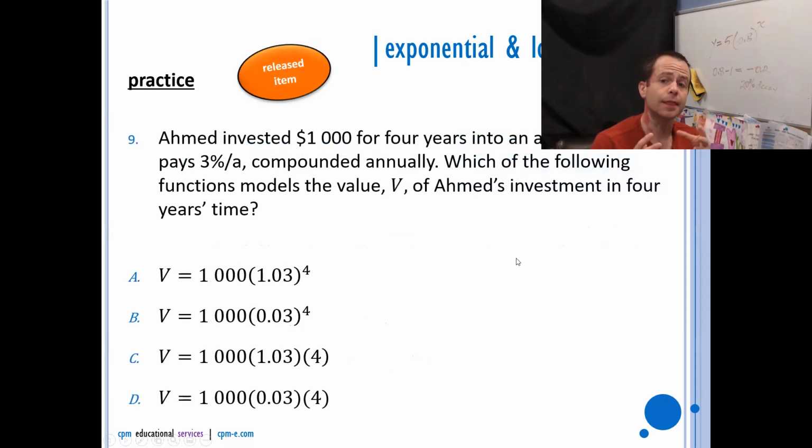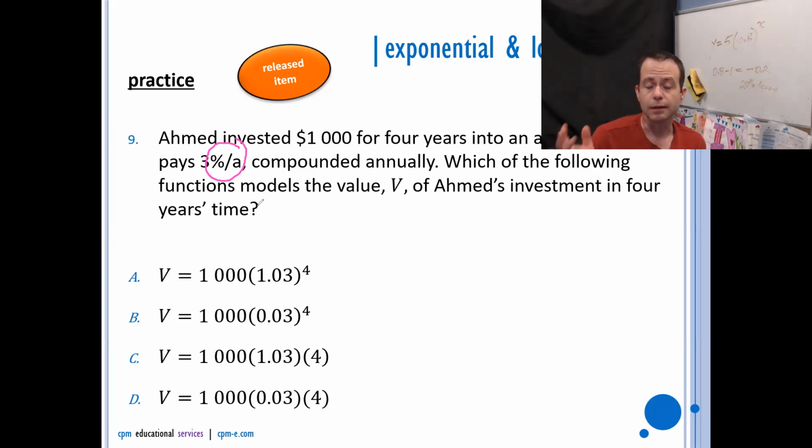Ahmed invests $1,000 for 4 years into an account that pays 3% per annum. Now, lots of kids get confused about this, and this is the way it will be written. It's percent per annum. Annum means year, so it means 3% every year. Compounded annually. Which of the following functions models the value V of Ahmed's investment in 4 years' time?